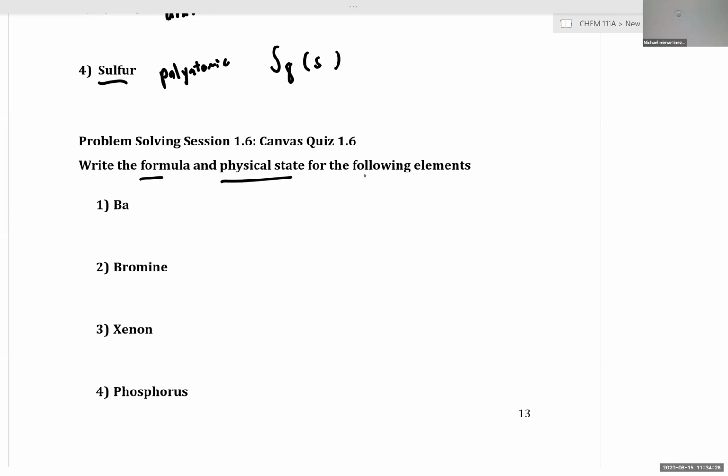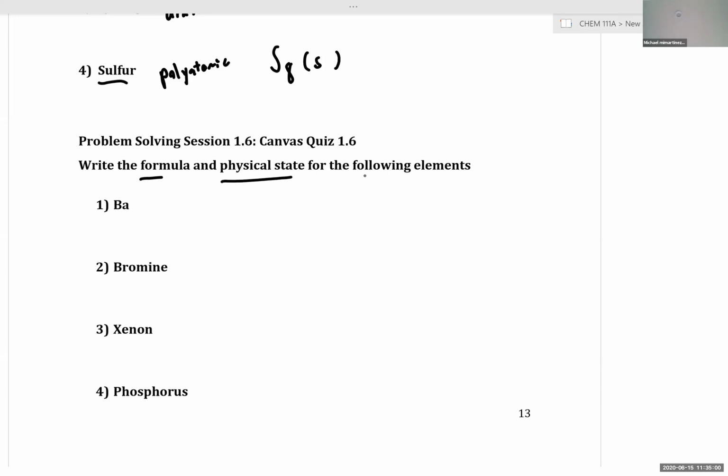So the diatomic I provided in the list. These are hydrogen, halogens, oxygen, and nitrogen. Your polyatomic are sulfur, which is S8, and phosphorus, which is P4. It's in the list on page 11. Did that answer your question? Perfect.